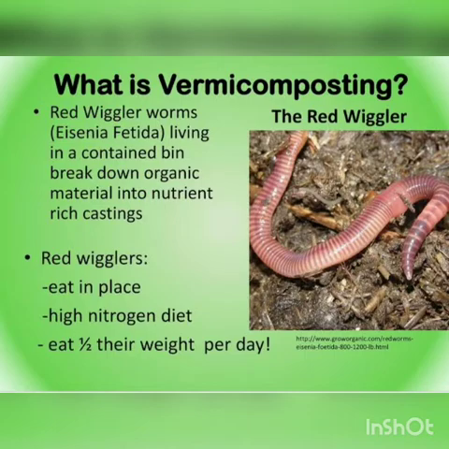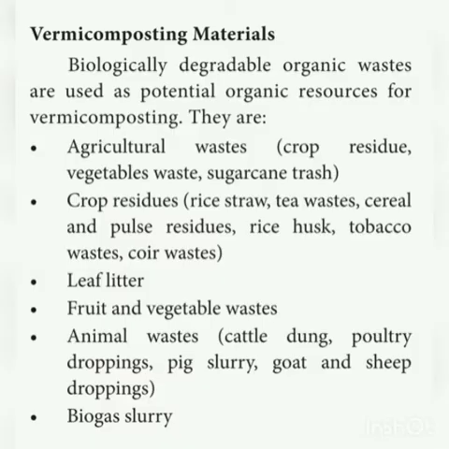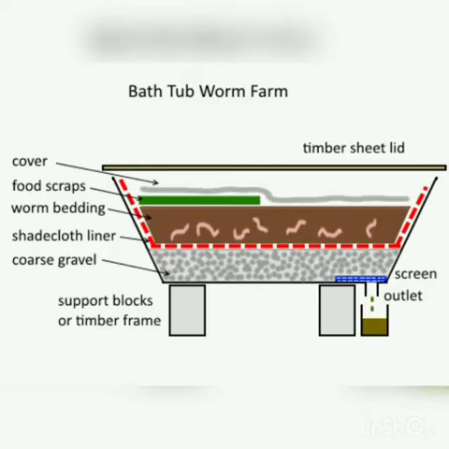So what are the materials needed for this vermicomposting? Agricultural waste, crop residues. Crop residues means unwanted rice straw, rice husk, the bran, pulses residues, etcetera. Leaf litter, fruit and vegetable waste, animal waste and biogas slurry, these are used as materials in vermicomposting. And we have to form that vermicompost bin. So you know already about that.